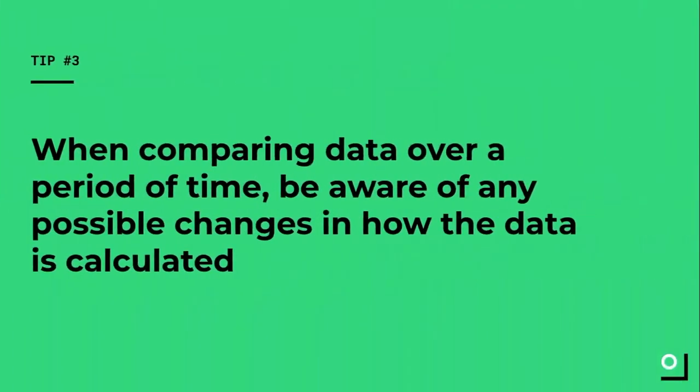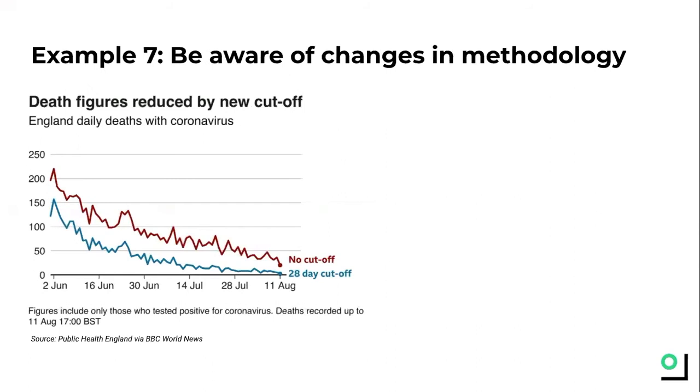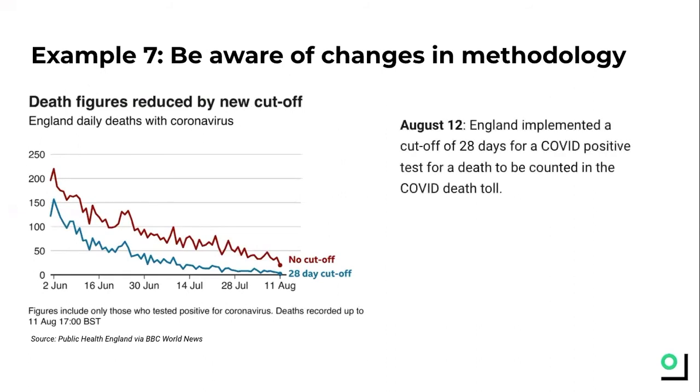Tip number 3 is when making comparisons over time, be aware of how changes in data might be calculated. On August 12th, the UK's death toll was readjusted and lowered by 5,000 to 41,329 deaths. The English government changed their definition of who has died of COVID. In the old methodology, anyone who died at any point following a positive COVID test in England was counted as a COVID death. This methodology was flawed, as people could have died under many non-COVID related circumstances, like a car accident, and still be counted in the UK's COVID death toll.